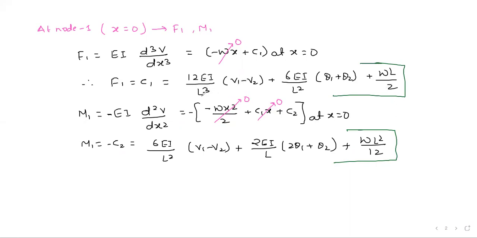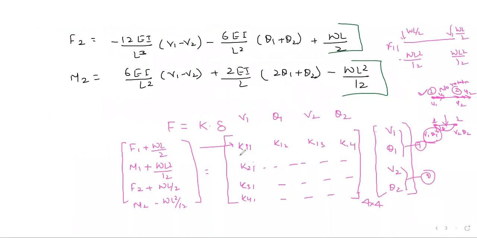So what are we going to get? For V1 we have 12 EI by L cube, for V2 we have 12 EI by L cube as well. So this constant value will become a stiffness, right? You just have to convert this into matrix form in terms of force and displacements. Again, we have to convert this M1 into matrix form. We will directly convert these equations into the stiffness matrix. We have just converted these 4 equations into matrix form, and you will get this stiffness matrix.